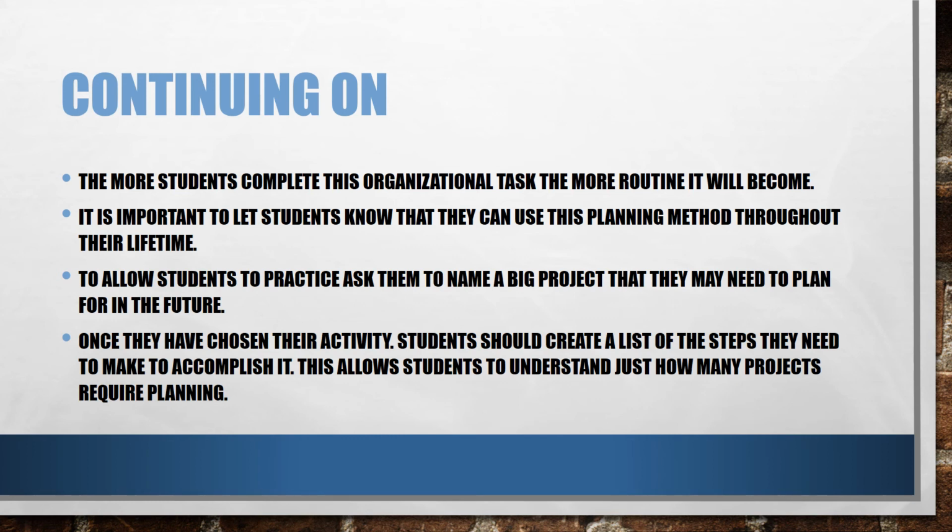Allow students to practice. Ask them to name a big project that they may need to plan for in the future. High school students may choose activities like planning a dance, organizing their room, or even getting into college. Once they have chosen their activity, students should create a list of the steps they need to accomplish it. This allows students to understand just how many projects require planning.